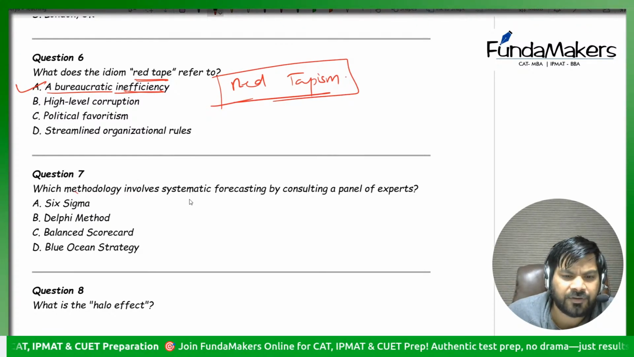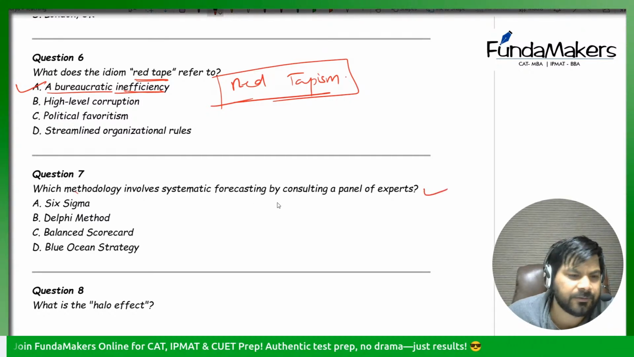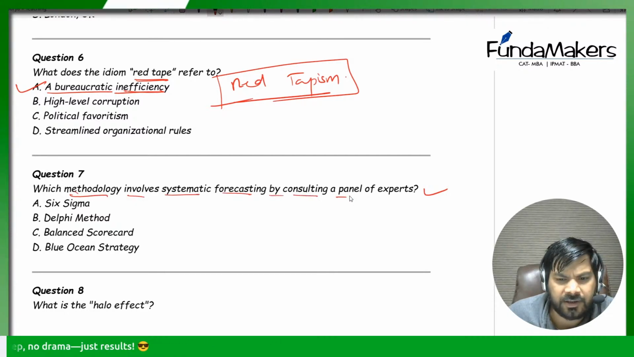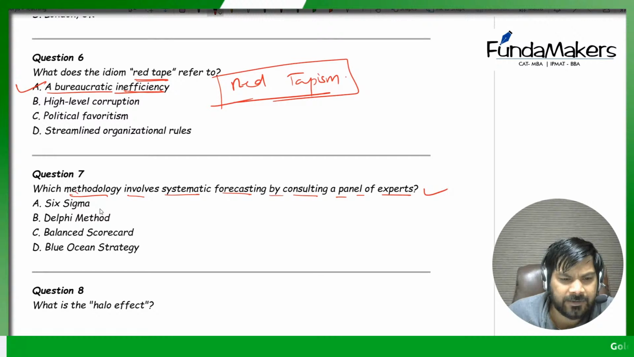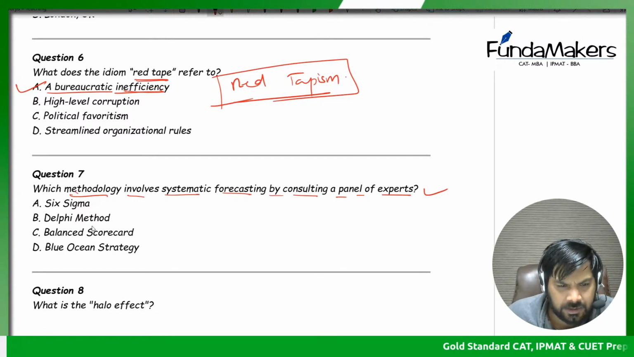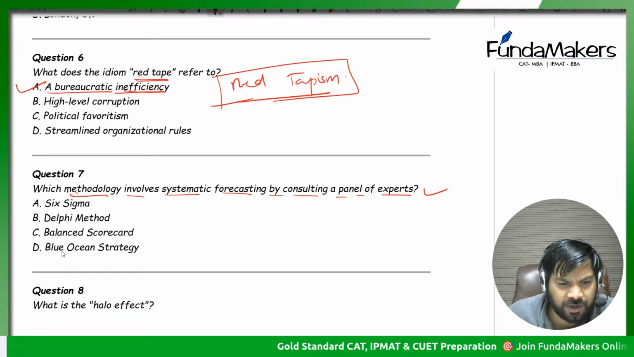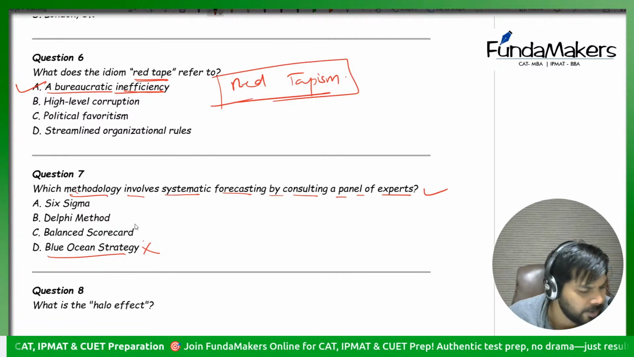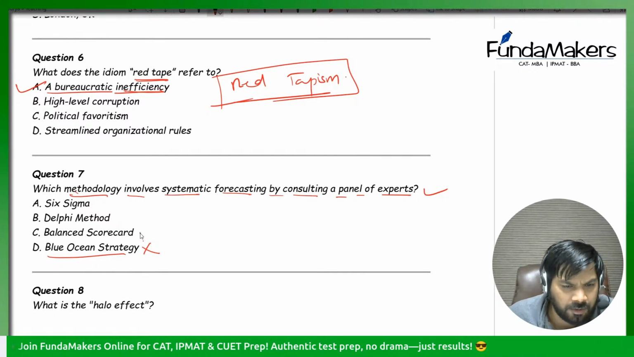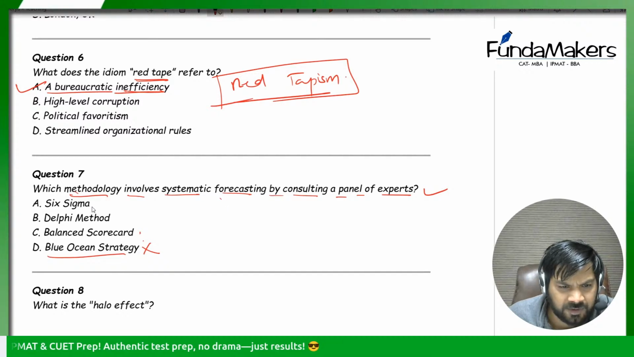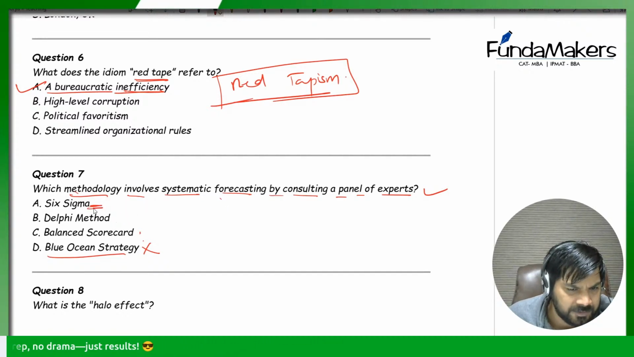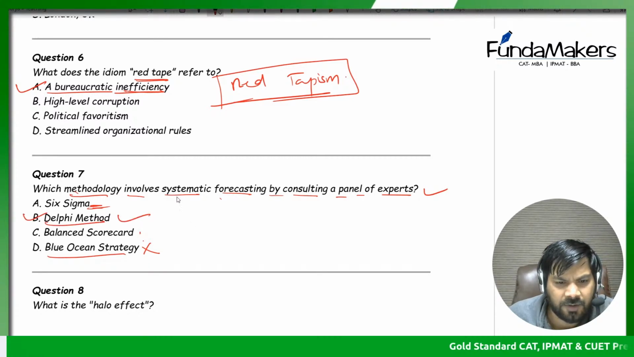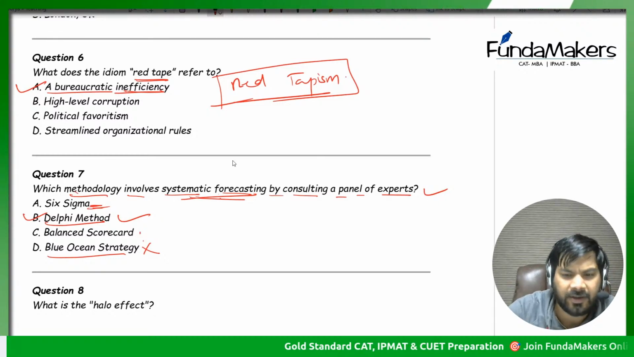Which methodology involves systematic forecasting by consulting a panel of experts? Six Sigma, Delphi method, balance scorecard, blue ocean strategy. We talked about blue ocean, where we get into untapped markets, so this is not the one. Balance scorecard we already talked about, which was not at all related to systematic forecasting. Six Sigma is about reducing the mistakes or defects in the product. So the best answer is the Delphi method. The Delphi method involves systematic forecasting by consulting a panel of experts.